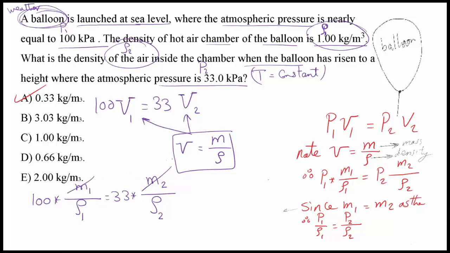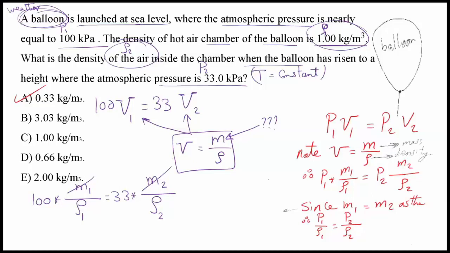Why didn't we substitute V1 with 1 kilogram? Because the 1 kilogram per cubic meter is not the volume. This is the density. So I don't know what the volume is actually, because to know the volume, you need the mass, and I don't know what the mass is.